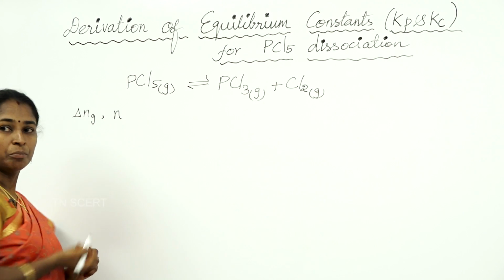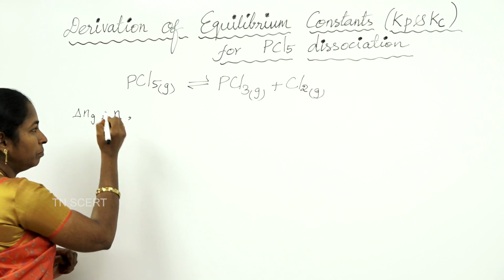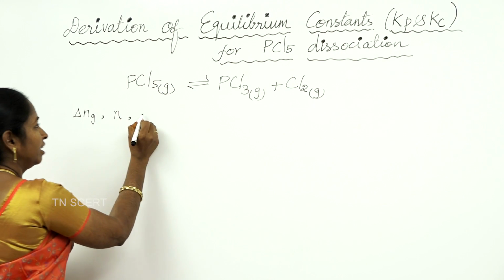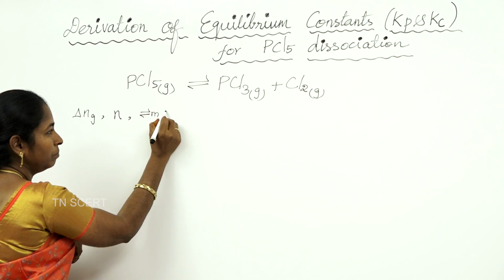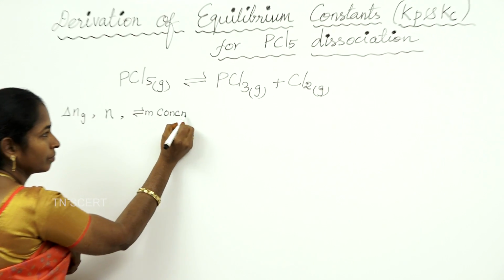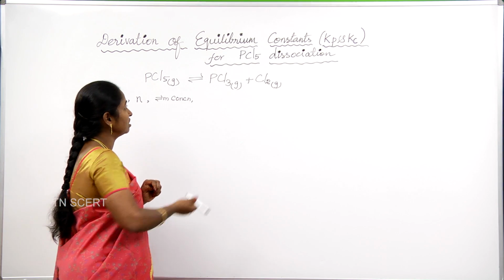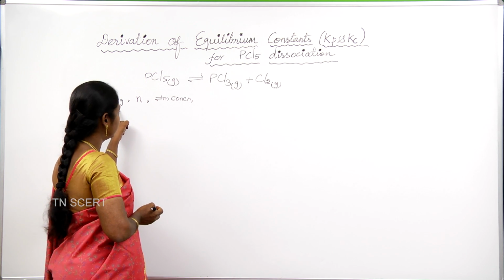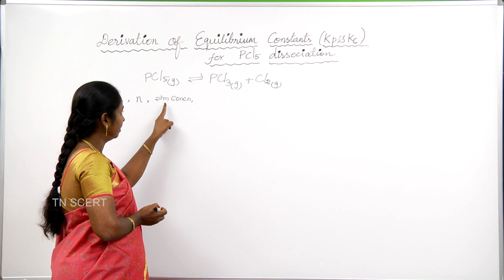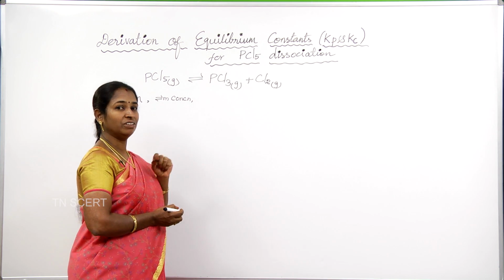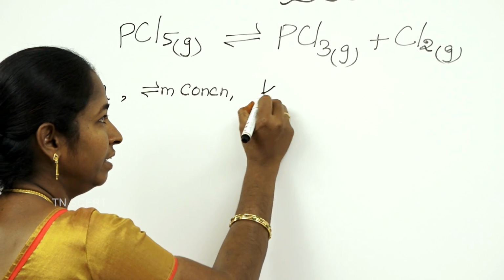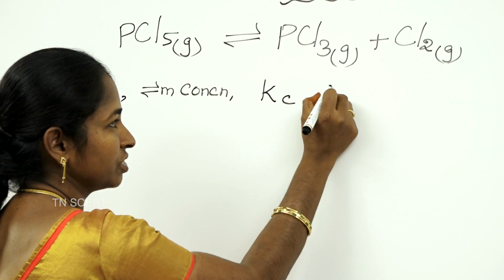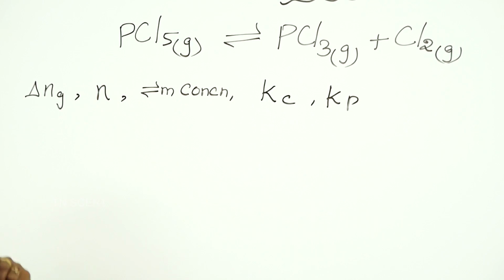value of N, that is number of moles, equilibrium concentrations, and equilibrium constants, namely Kp and Kc. By calculating these values, delta Ng, N and equilibrium concentrations, we can derive the value for Kp and Kc, that is equilibrium constants. To calculate this, let us have some assumptions.